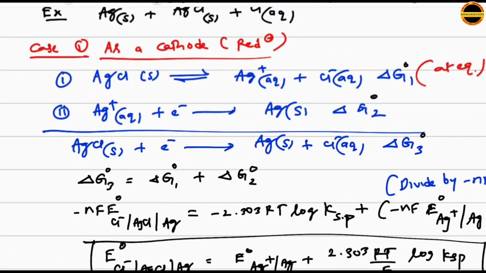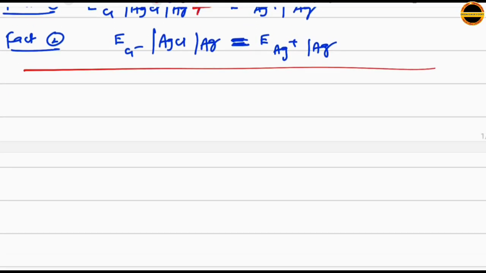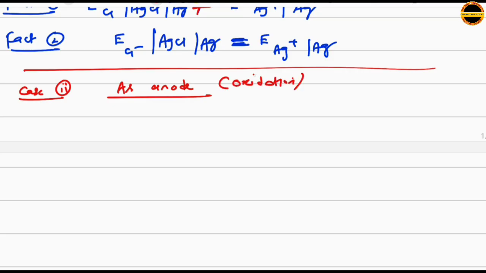Okay. So here we used it as cathode. Now I am writing it as anode. See now. Case 2, as anode. We know at the anode oxidation occurs. So we are writing it now as anode. Once you see the reactions directly here, so what can we write?